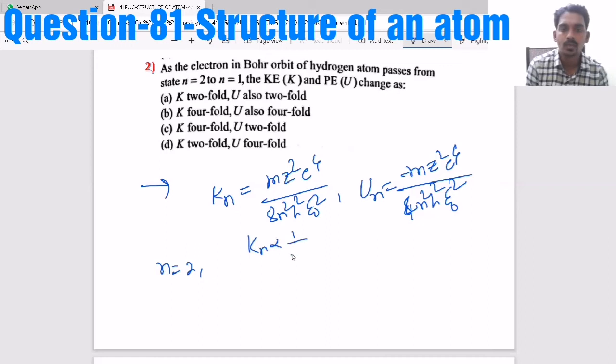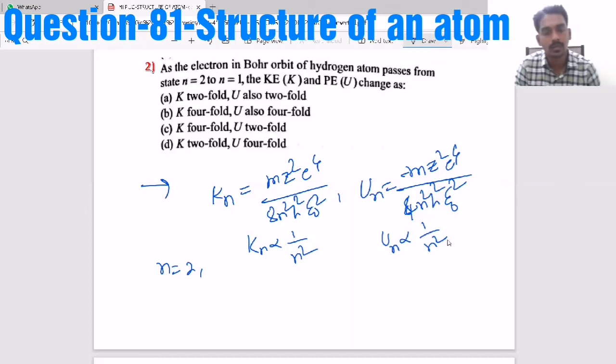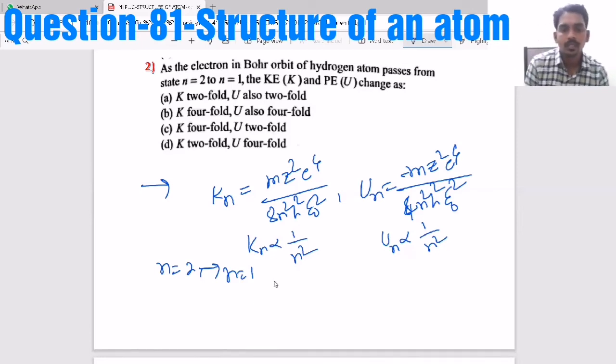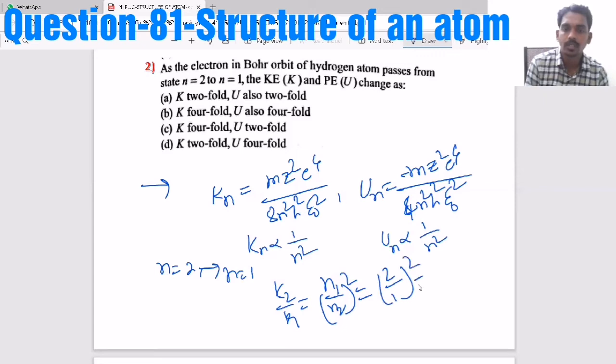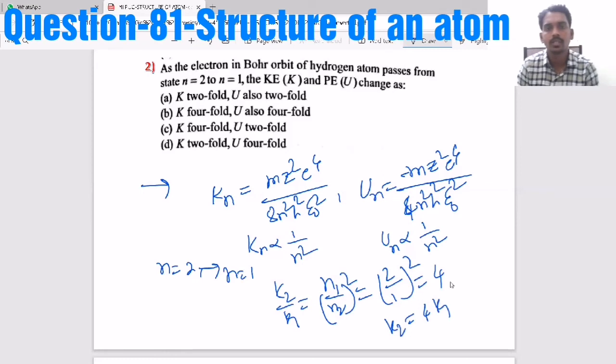So K n is proportional to 1 by n square. U n is also proportional to 1 by n square. So as n went from 2 to 1, n reduced, so they increase. Like K2 by K1 means n1 by n2 whole square. n1 is 2, n2 is 1, whole square equal to 4. So K2 becomes 4 times K1. So like that they become fourfold.